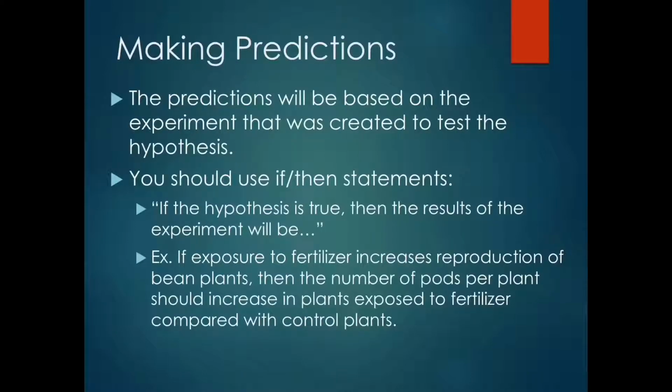So, making predictions. These predictions are going to be based on your experiment that was created to test your hypothesis. When you're making predictions, you should use if and then statements. Like, if the hypothesis is true, then the results of the experiment will be. An example is if exposure to fertilizer increases the reproduction of bean plants, then the number of pods per plant should increase in plants that are exposed to fertilizer compared with the control plants.